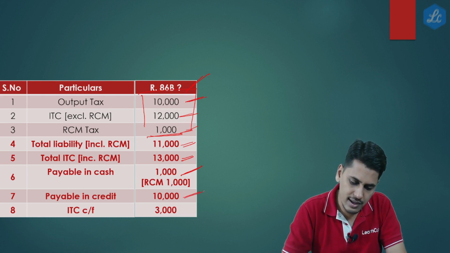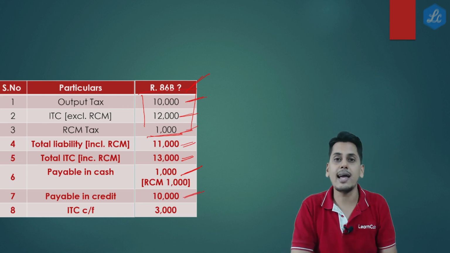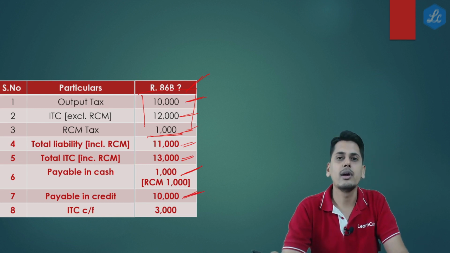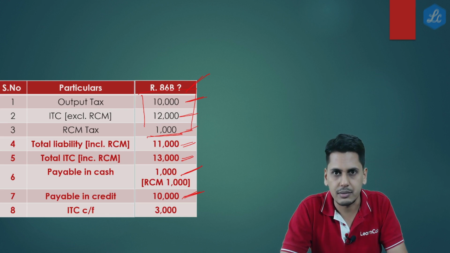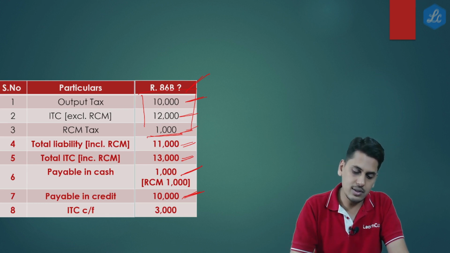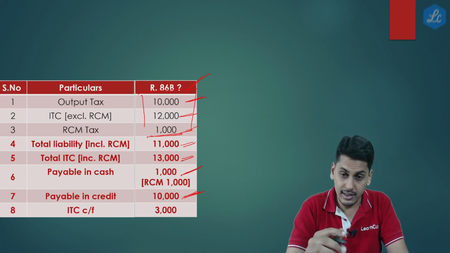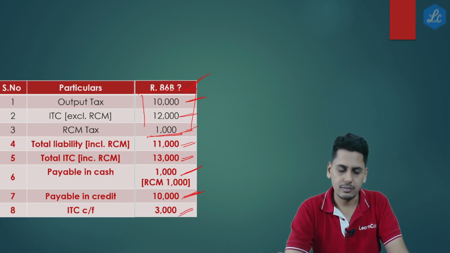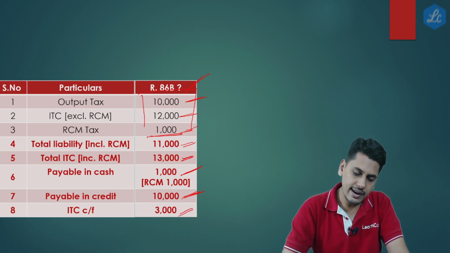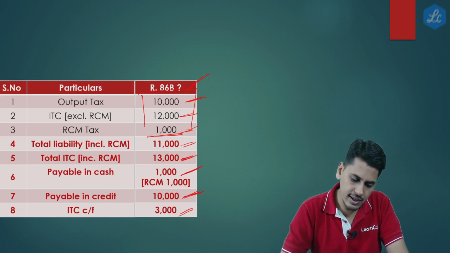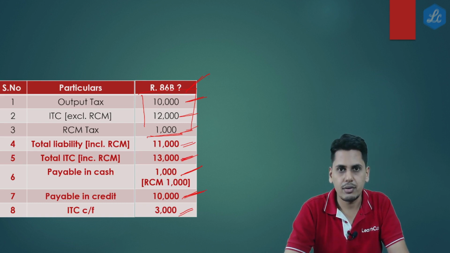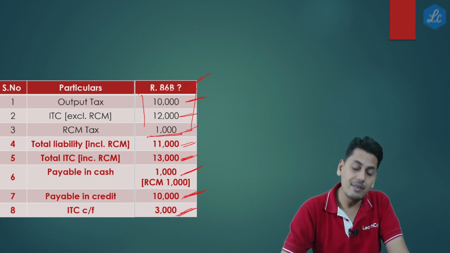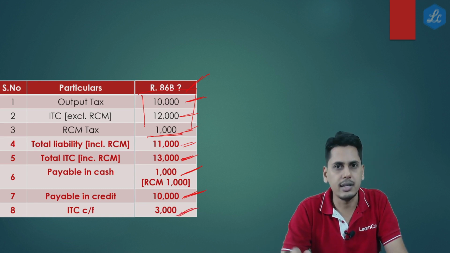So payable in credit, that means whatever is my output tax liability, totally I have paid it through credit. 10,000 is paid through electronic credit ledger. Now friends, how much is going to be the ITC carry forward? In this method, ITC carry forward is going to be 3,000. Friends, total ITC is 13,000. I've used 10,000 for payment of output tax. Thereafter, I have an ITC carry forward of 3,000.